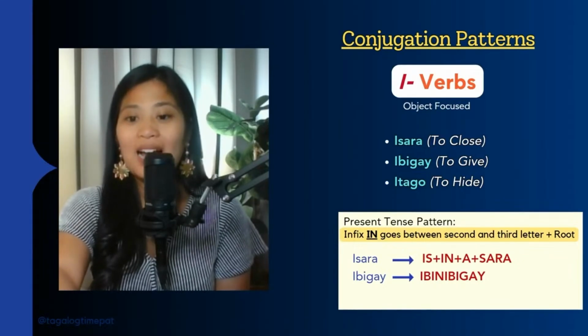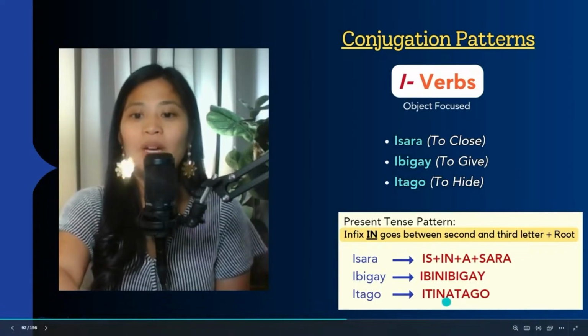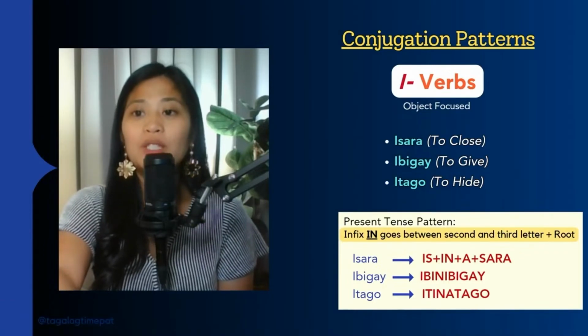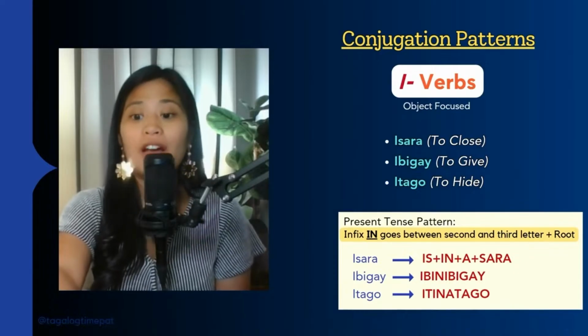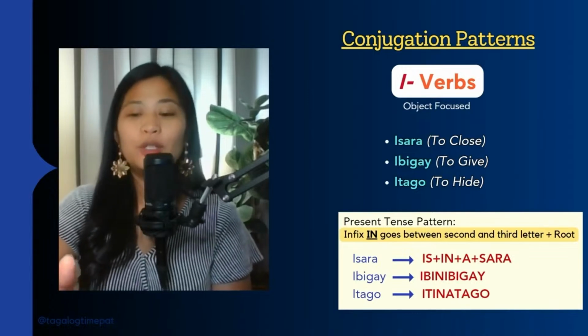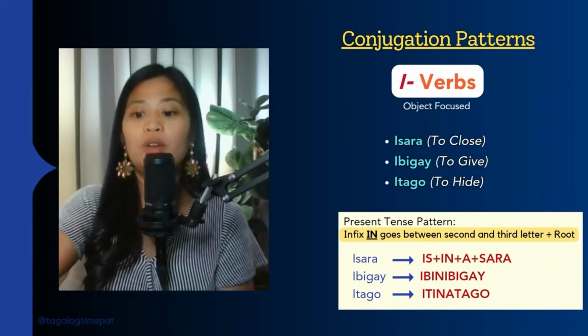Lastly, itago, to hide, in the present tense will be itinatago. The in just goes between the second and third letter, and then the root goes at the end. All right, so those are the conjugation patterns for the 5 different types of verbs in Tagalog. So as you can see, there are some similarities among the patterns. You just kind of have to figure out what type of verb it is and then go from there.